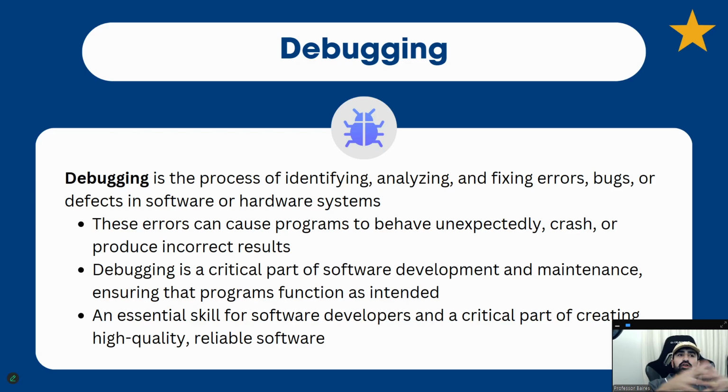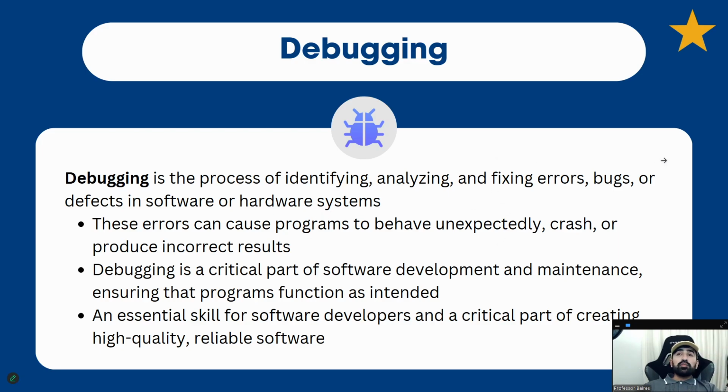Any enterprise application, any real world software that's being used out there has to undergo maintenance, right? Because software, just like humans, right? Because humans are making it, there's going to be mistakes, and then we're constantly improving it. So we're constantly introducing new bugs into our code, into our software. So debugging goes hand in hand with making software. You can't make software without also debugging it. So it's an essential skill for software developers, and it's a critical part of creating high quality, reliable software.